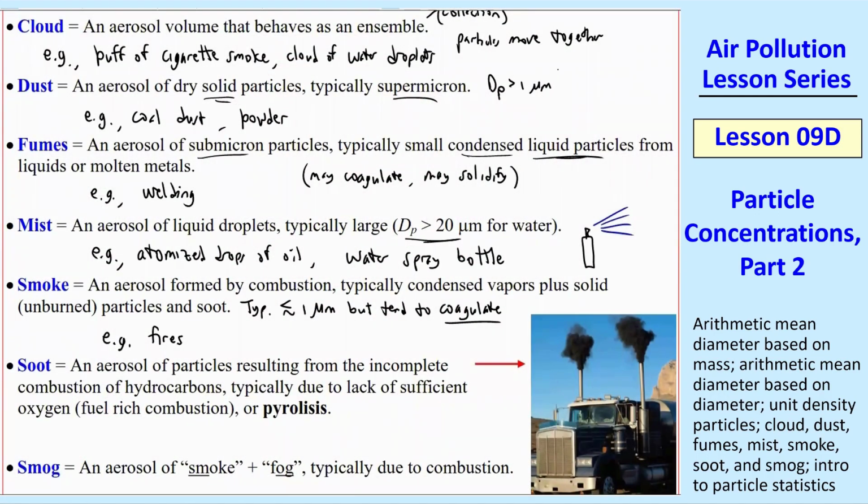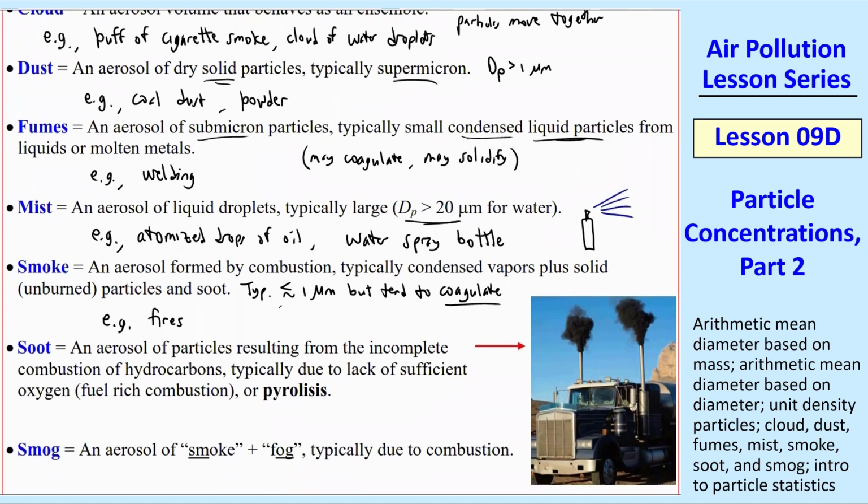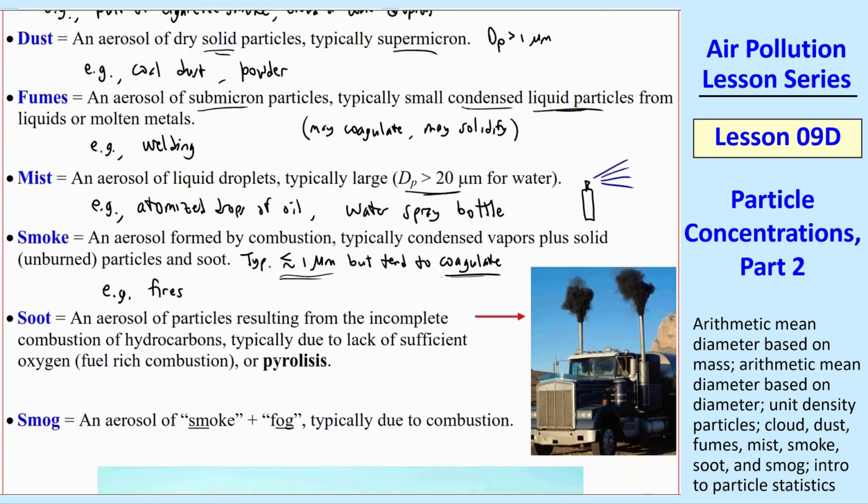Smoke is an aerosol formed by combustion. You typically have condensed vapors plus other small solid unburned particles, and soot, which I'll define in a minute here. These are typically smaller than a micron when you have good combustion, but they do tend to coagulate into bigger particles. So for example, fires.